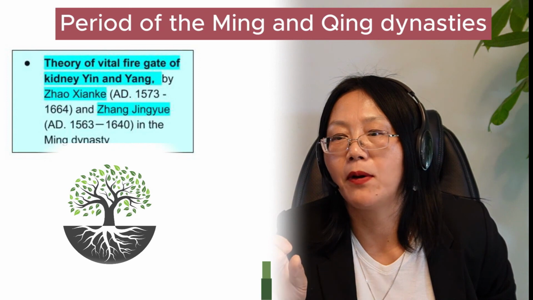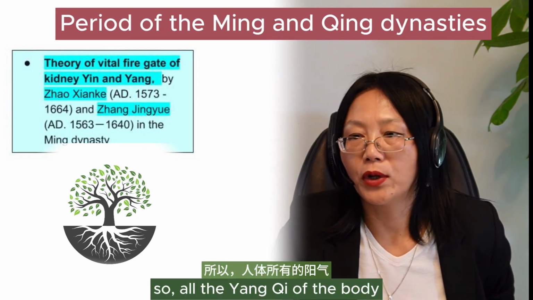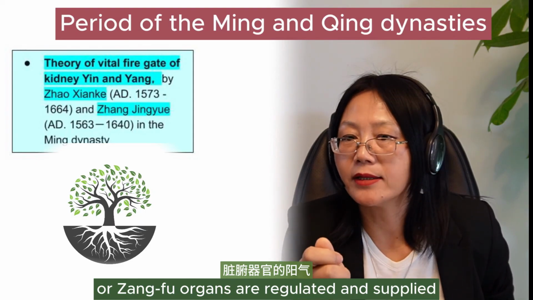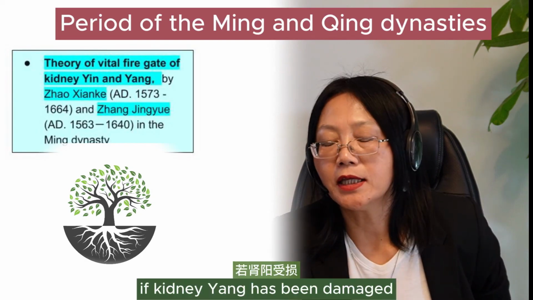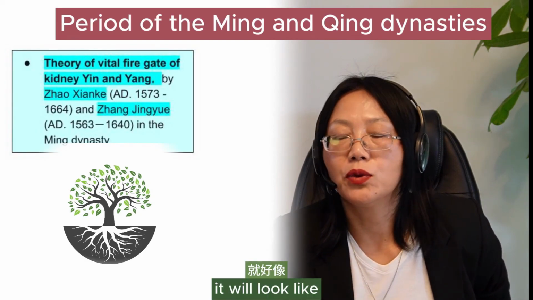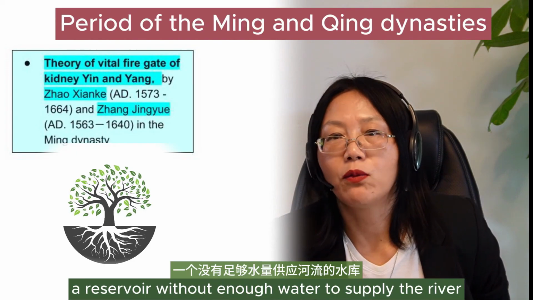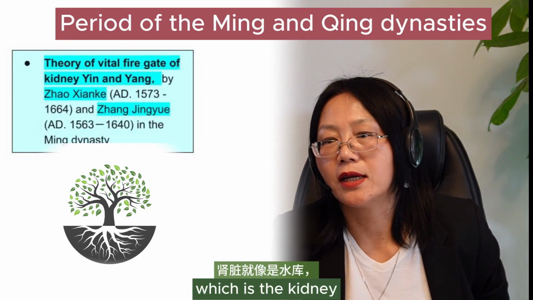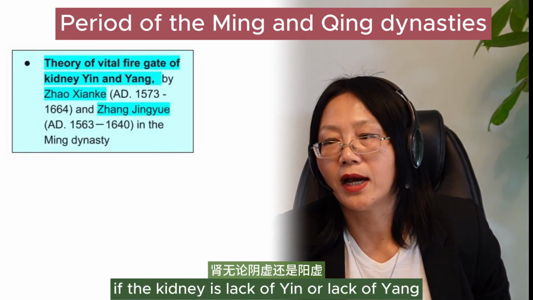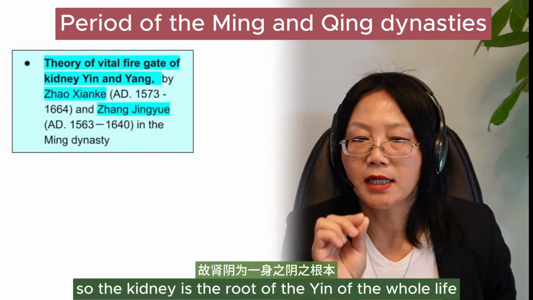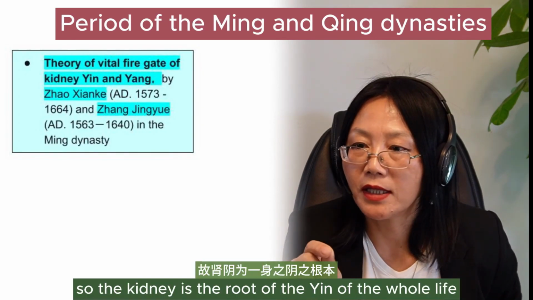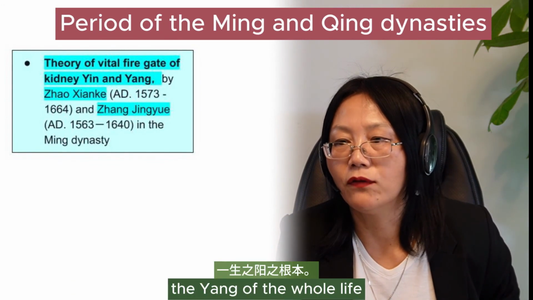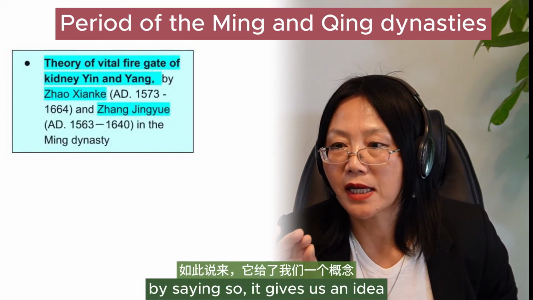is the most important one. All the yang qi of the body or the Zang-fu organs is regulated and supplied by the kidney yang. If kidney yang has been damaged, it will look like a reservoir without enough water to supply the river. The river connects with the reservoir, which is the kidney. If the kidney lacks yin or lacks yang, the others will be drained. Kidney is the root of the yin of the whole life. Kidney yang is also the yang of whole life. By saying so, it gives us an idea.